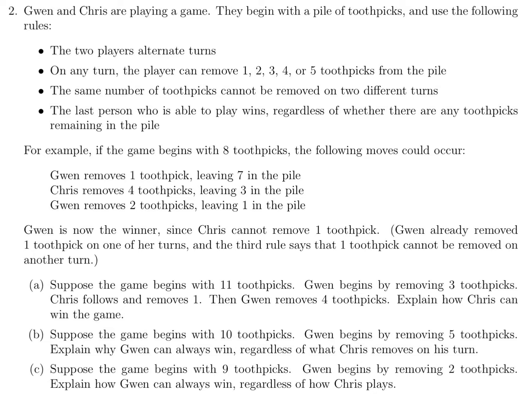All right. So number 1, suppose that the game begins with 11 toothpicks. Gwen begins by removing 3 toothpicks. Chris follows by removing 1. Then Gwen removes 4. Explain how Chris can win the game.